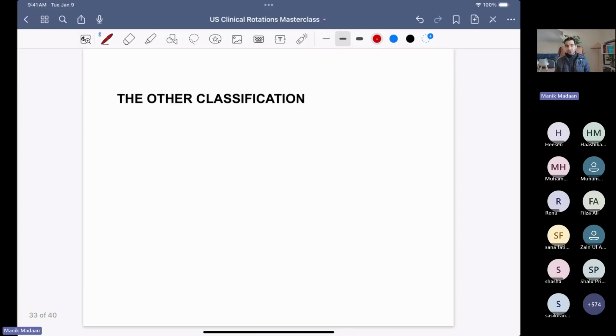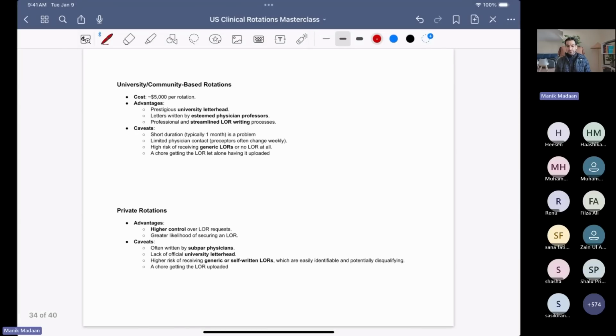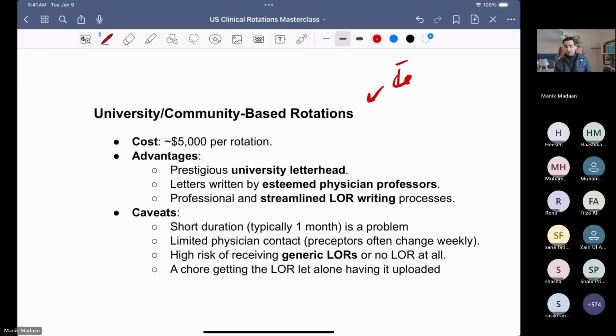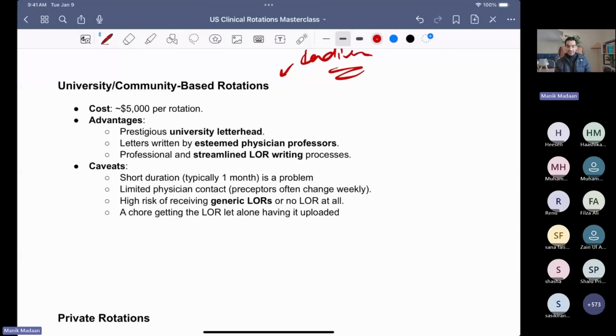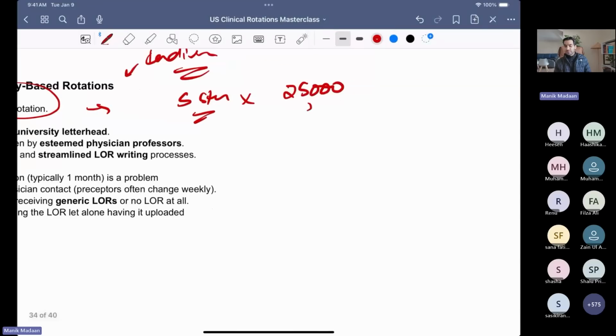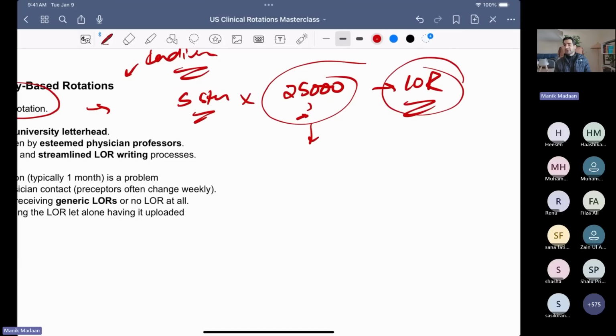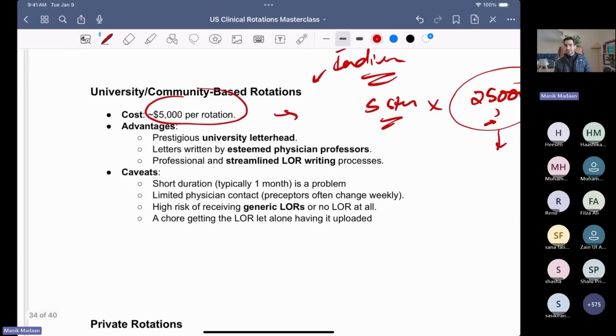The other classification I want to use is university-based, which is individuals offering it, versus private companies offering it, right? University-based electives sometimes tend to be more expensive because they have to cover their cost. They only have 5 students, right? 5 students at $5,000 each is $25,000. They have their own costs, and they have to pay people, which this $25,000 goes toward. Plus, they have to pay the LOR writer who's spending the time to give you that personalized LOR. That's why they're expensive, right?